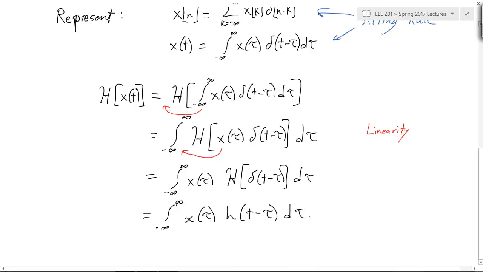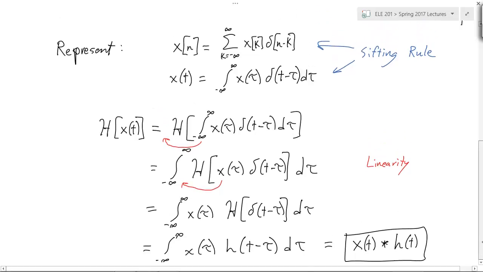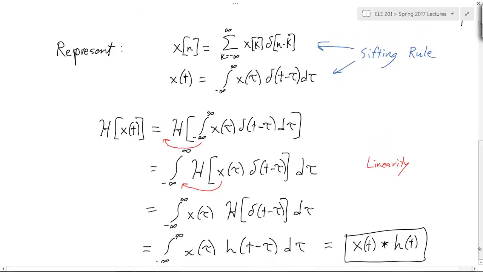All right, and there we have that now the response to any input x is just the convolution between x of t and the impulse response h of t. So voila, the impulse response is in fact completely characterizing what our system does, because once we know the impulse response, we know what it will do to any input. It's going to do a convolution.